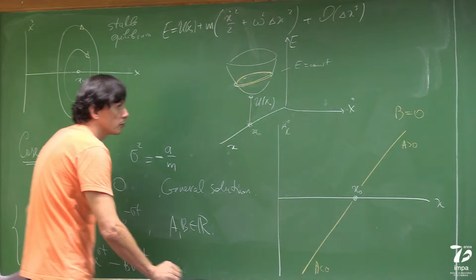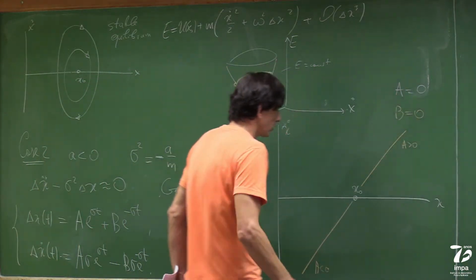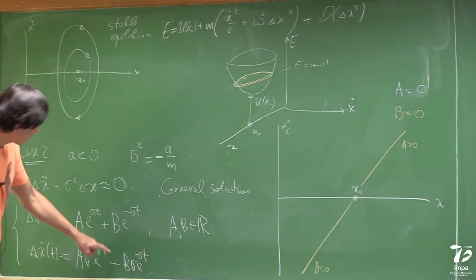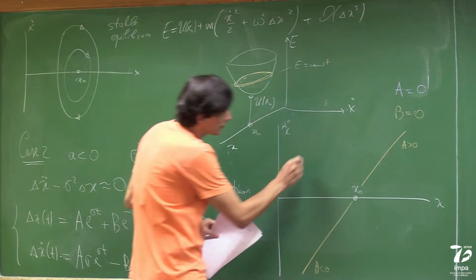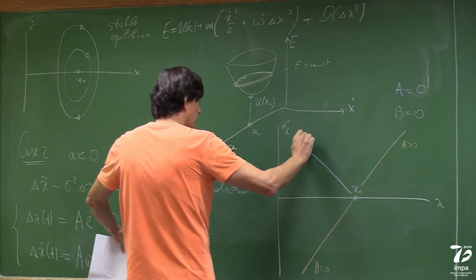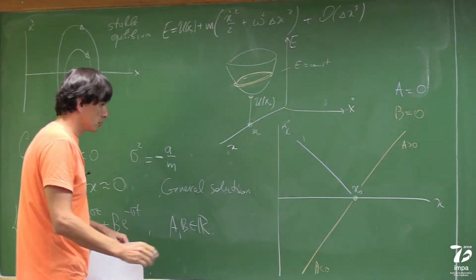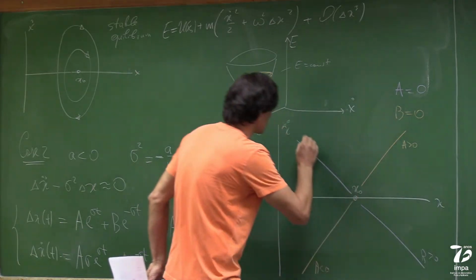Now, when a is 0, it will also be a straight line, but with a minus, just symmetrically. So that part is when b is positive, and this part is when b is negative.